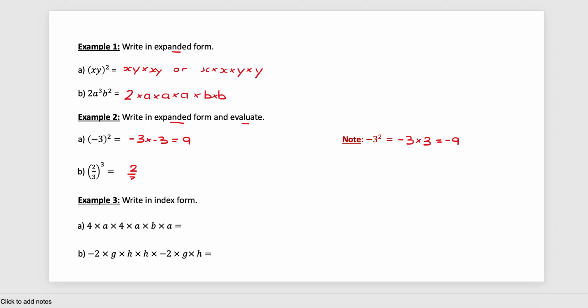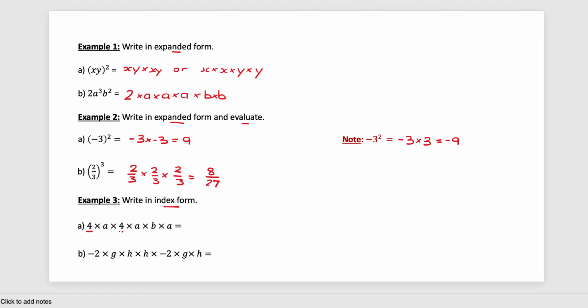So we've got 2/3 multiplied by itself 3 times. And when you evaluate it, that gives us 2 times 2 times 2 is 8, 3 times 3 times 3 is 27. Example 3 asks us to write in index form. They are actually in expanded form, and we just need to put them in index form.